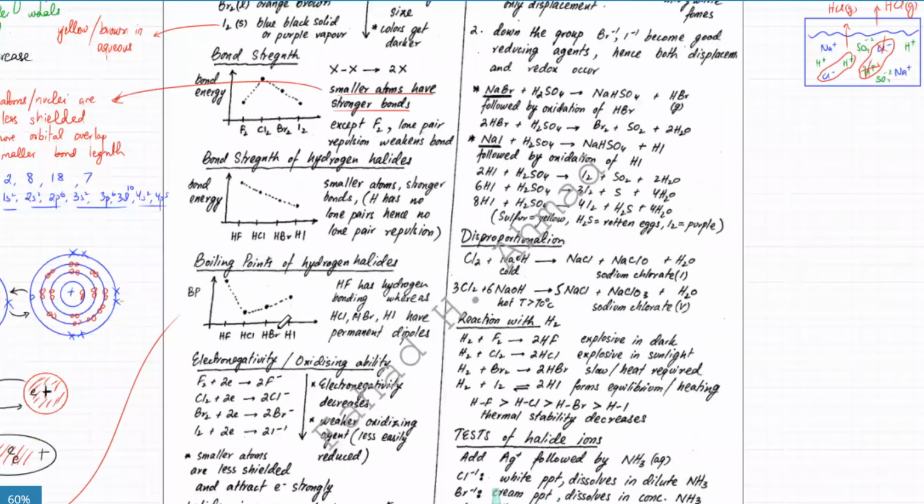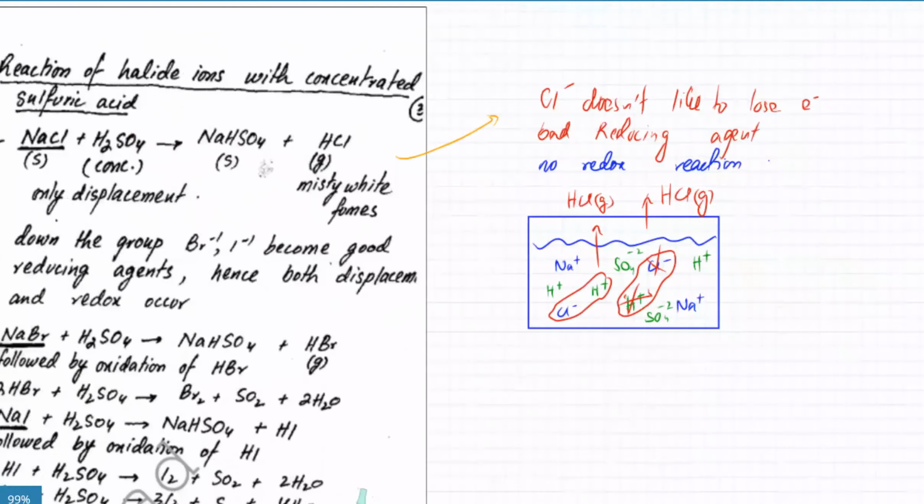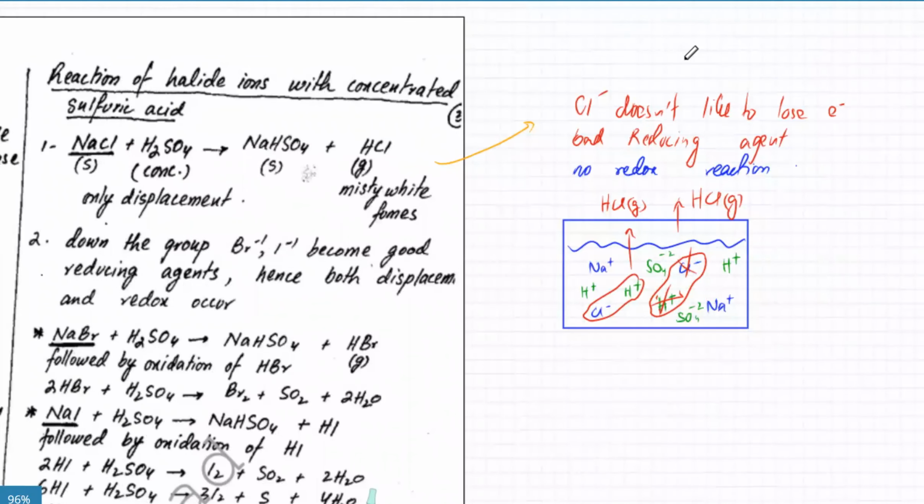So you had these reactions. We did the first one. You had the NaCl reaction. So we talked about that Cl-1 doesn't like to lose electrons. So it's a very bad reducing agent. So there is no redox reaction. Instead, when you add Cl-1 to an acid solution, the Cl-1 and the H+1 from the acid combine together to form HCl gas. So the acid provides the H+1 ions, the Cl-1 is present in the solution. So the two get attracted to form HCl gas, which is why you get a misty white fume when you add NaCl to concentrated sulfuric acid.